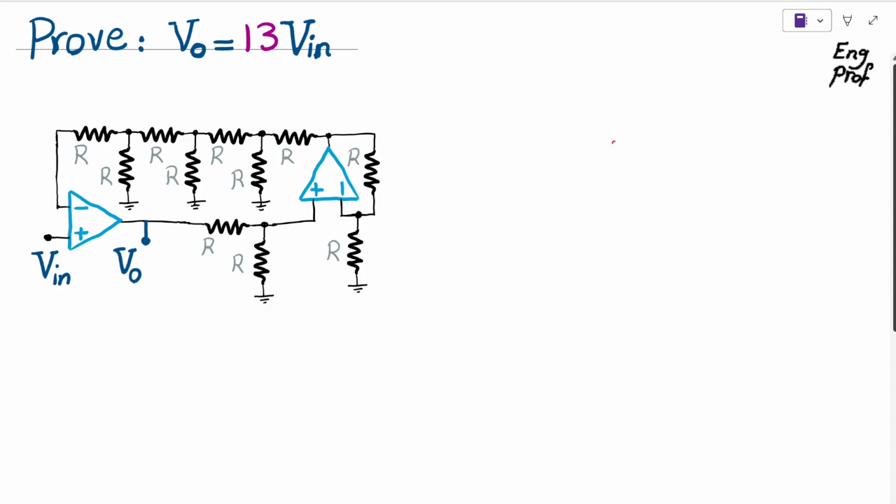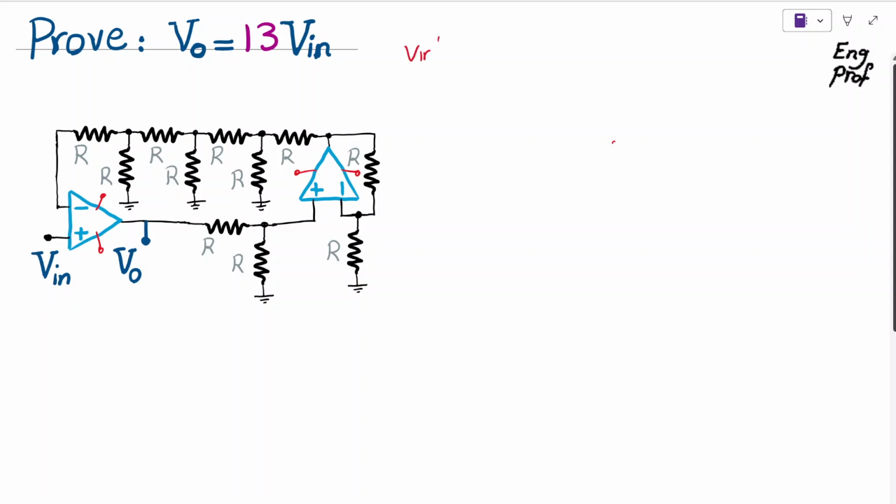In this active circuit, prove that V out is 13 times V in. Let's make the assumption that op amps are properly biased, so the positive and negative supply voltages are connected correctly, and as you can see, we have negative feedback for both op amps in this circuit. So with that in mind, we make the assumption op amps are in the linear region of operation, not saturated, and therefore virtual short for them is valid.